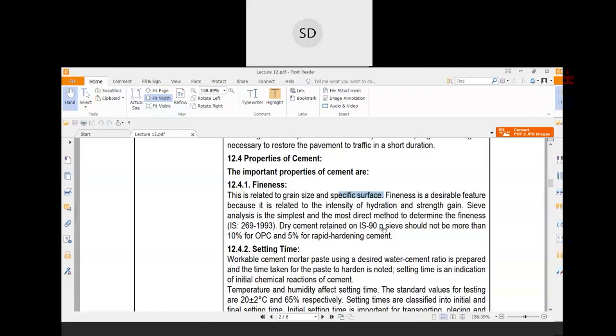So generally for the dry cement, if you sieve it through a 90 micron IS sieve, then that residual should not be more than 10%. And for the OPC, that is ordinary Portland cement, that residual should not be more than 5%.